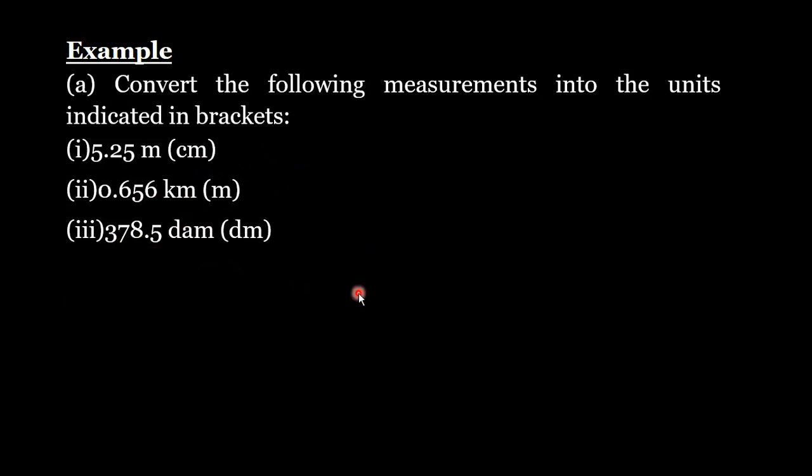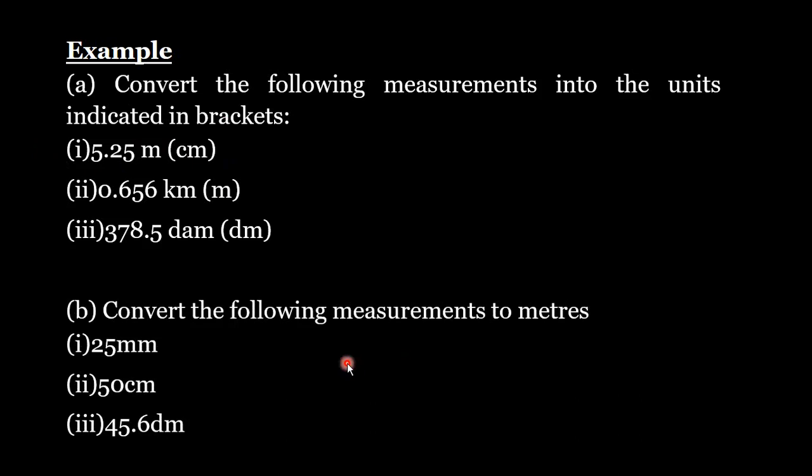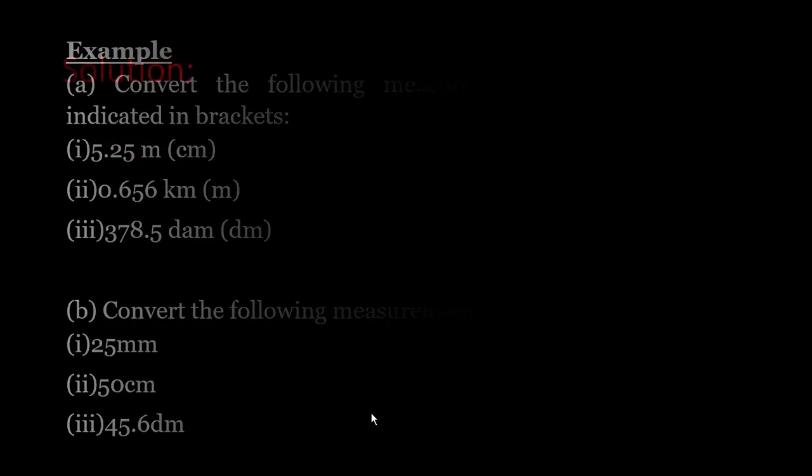Now, from the experience we already have in conversion of one unit to another, we know that 1 meter is equal to 100 centimeters, and so on. We can use this to convert that. We shall do the second part of the question later on, but let us first look at part A.